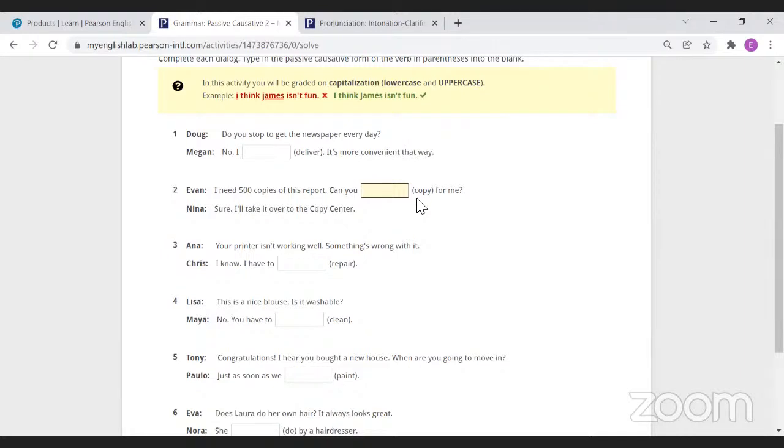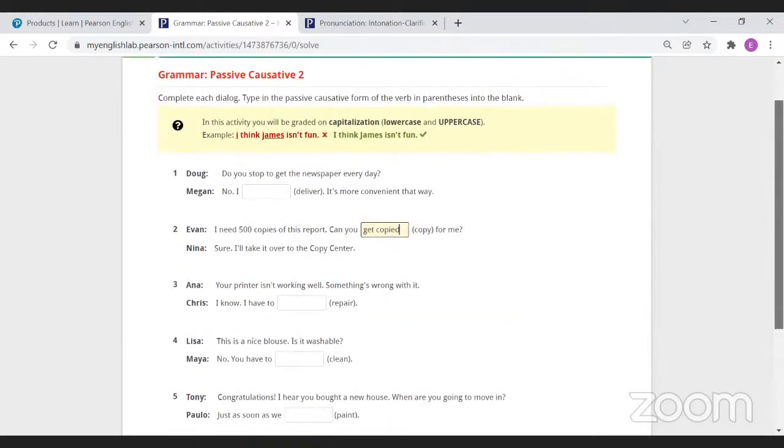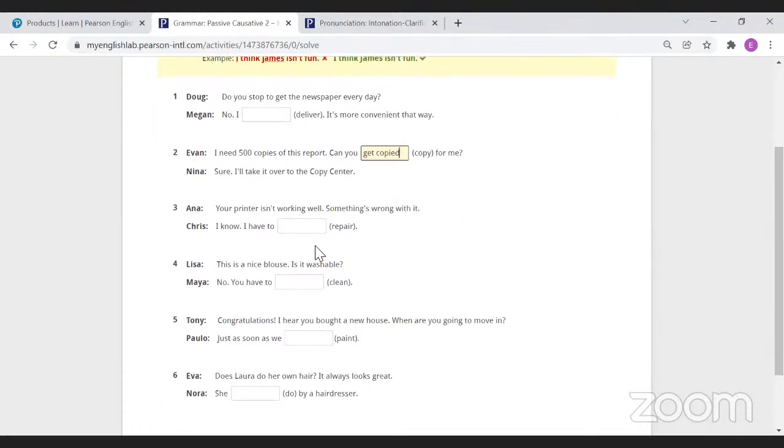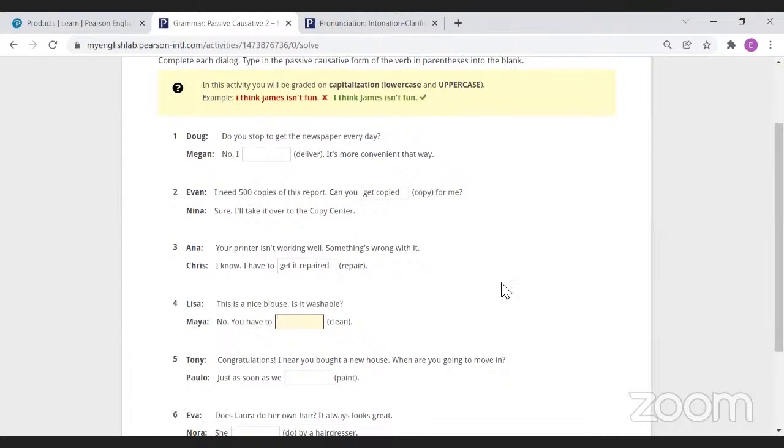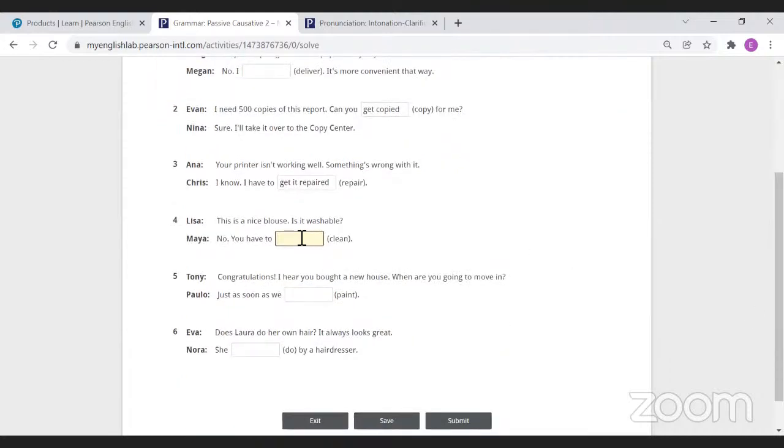You could use have or get, whatever that you think it's necessary. Teacher, is this fine if I said I have to get it repaired? Yes, that's okay.